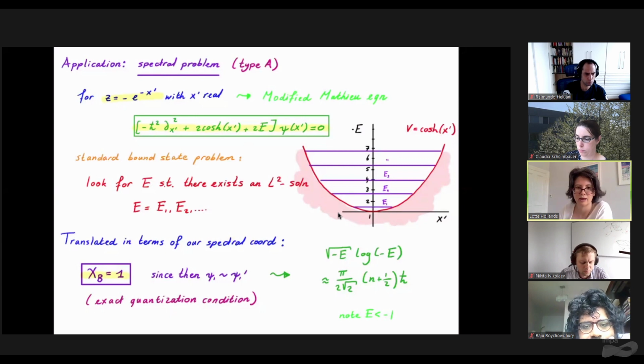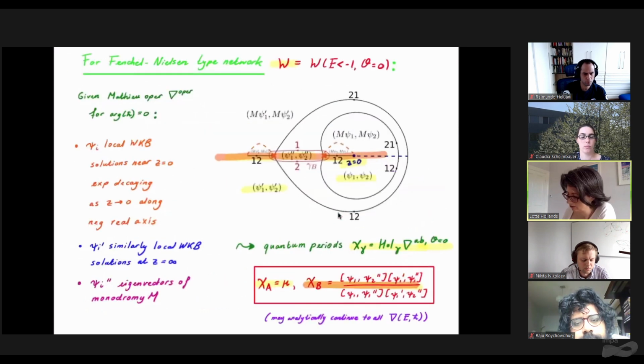Using the WKB approximation, we can now approximate what that means for the energies, and you will find a constraint of this type. One check of this is that the energies that you find will all be real and smaller than -1. And that means that we can really use the exact WKB coordinates that we computed with respect to the spectral network that was defined for E smaller than -1.